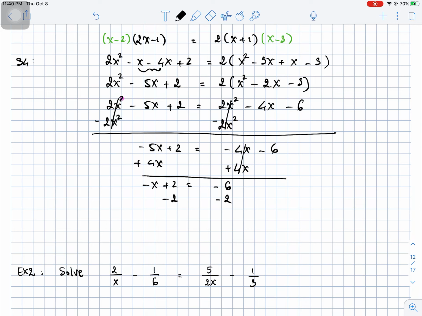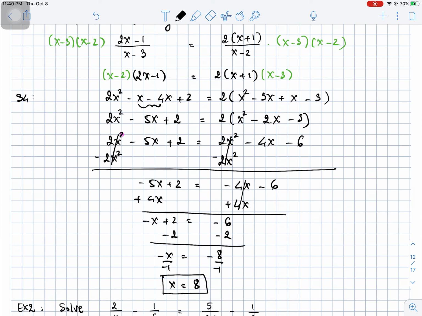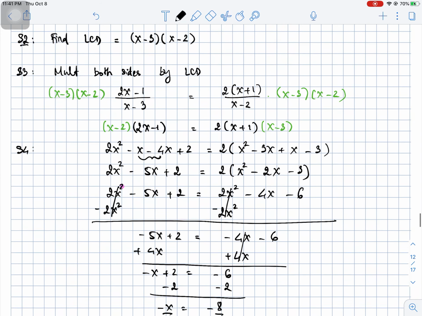We will solve for x by adding x on one side, and then solve for the number by subtracting from both sides, and we will divide both sides by negative 1 or multiply both sides by negative 1. We will get the answer x equal to 8.